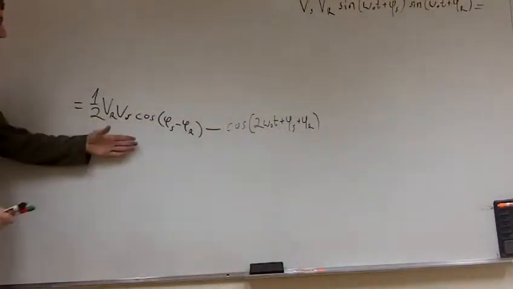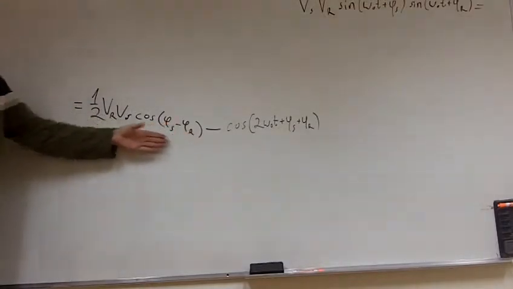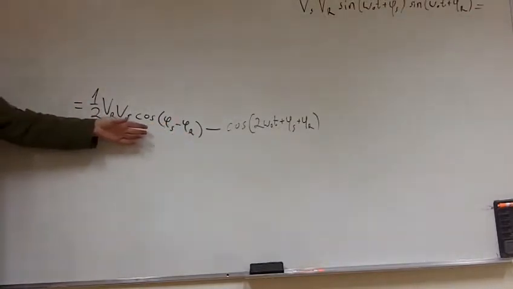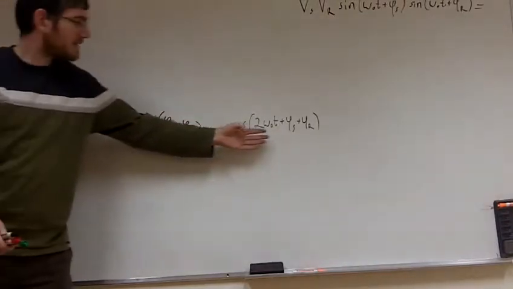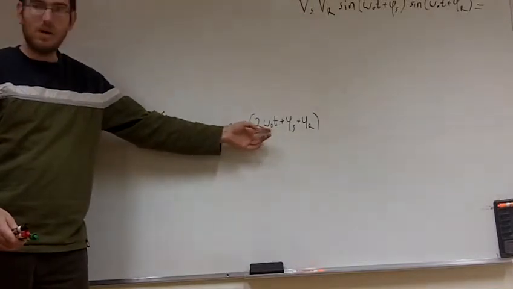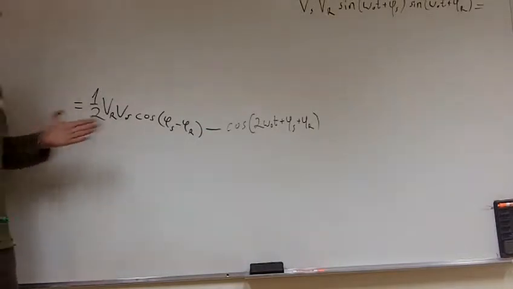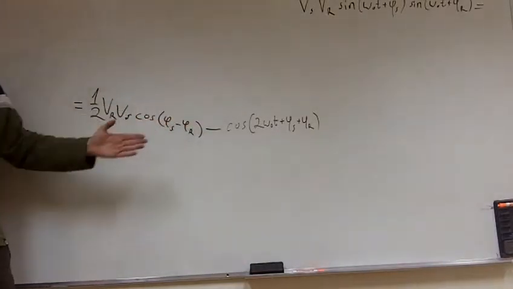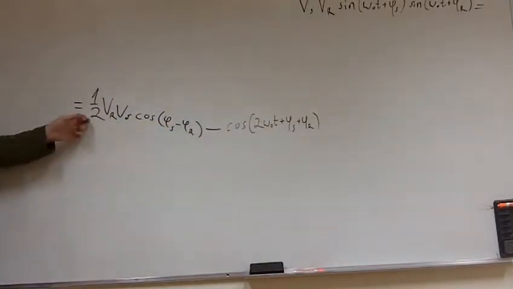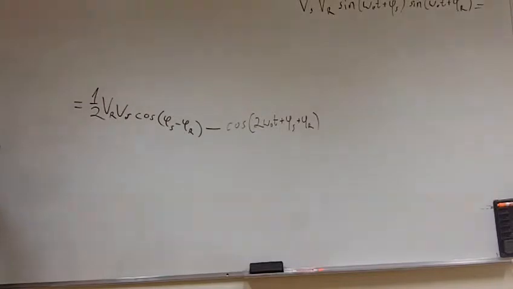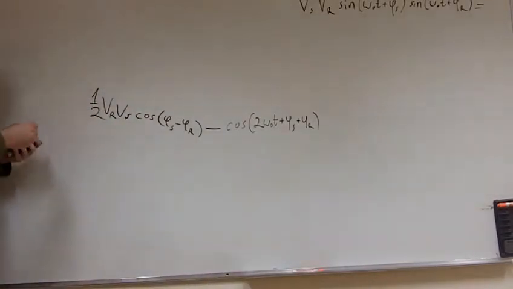Now if we look at this part, the first argument is DC. There's nothing here which is oscillating. This other one is AC with twice the frequency. So if we put this through a low pass filter, that means we filter out high frequencies, then we will only be left with a DC number. Mathematically, putting it through a low pass filter is integrating.